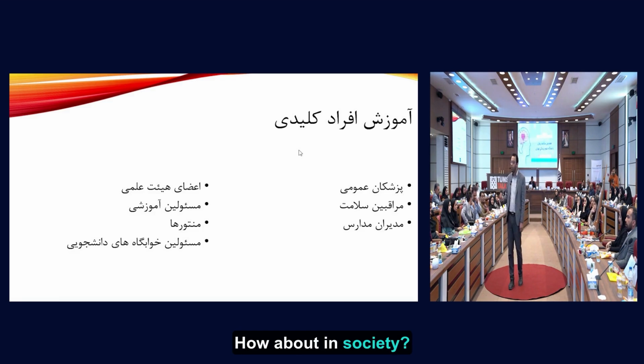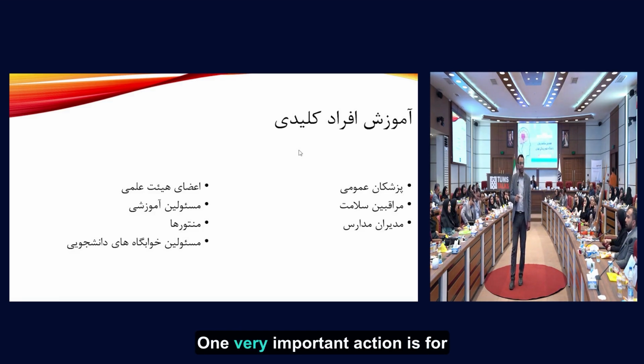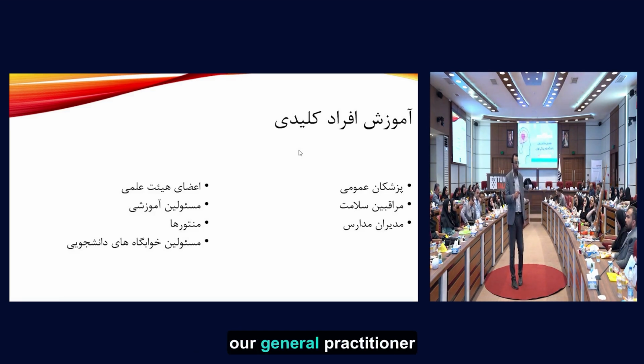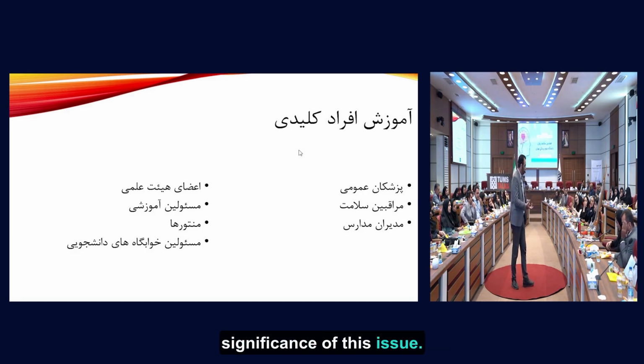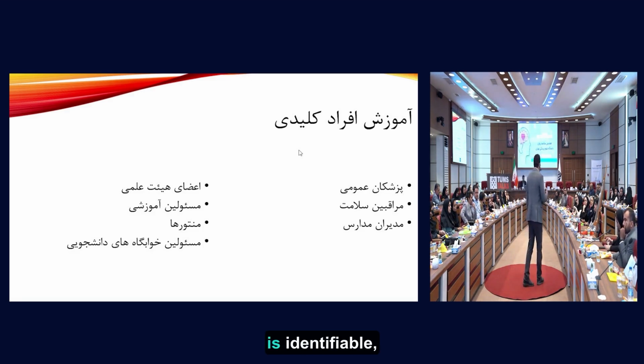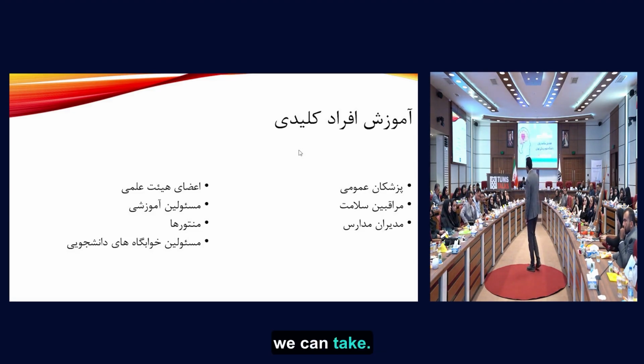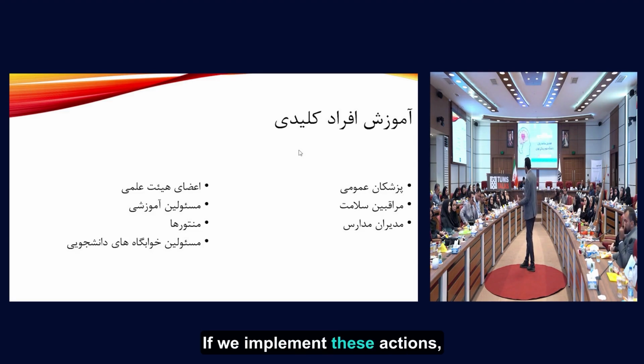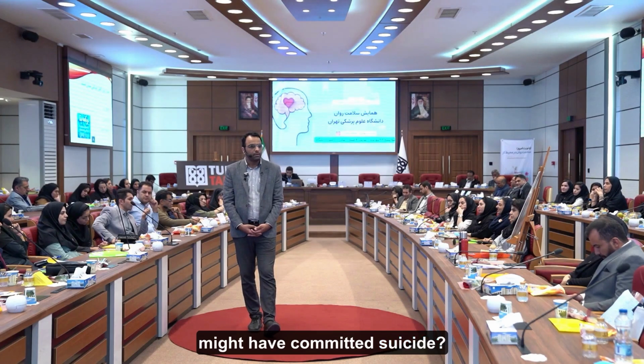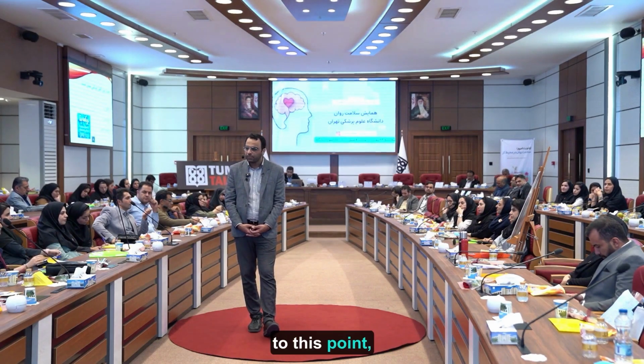How about in society? One very important action is for our general practitioner colleagues to understand the significance of this issue, knowing that suicide is identifiable, predictable, and preventable. There are many actions we can take. If we implement these actions, how many years of life can be restored to a young person who might have committed suicide? We must pay attention to this point.